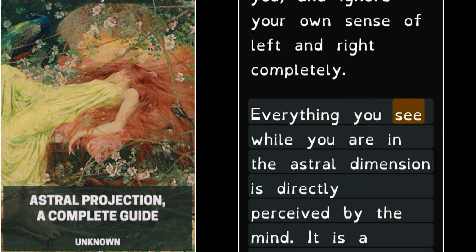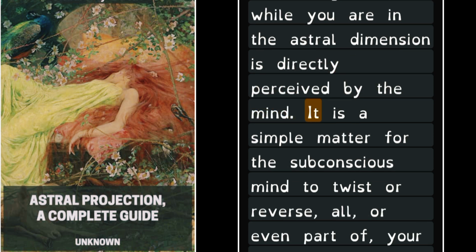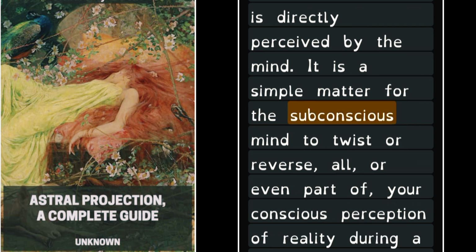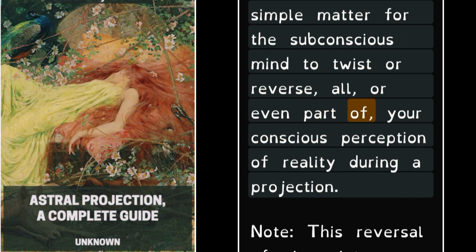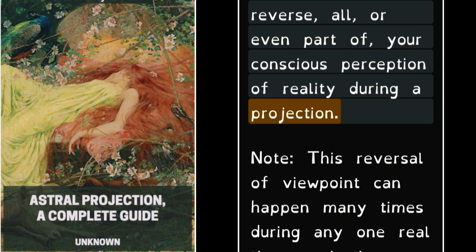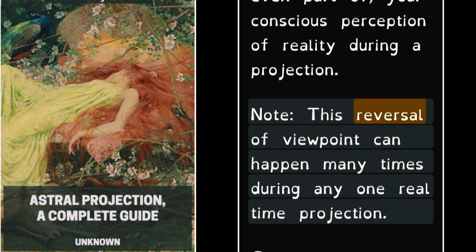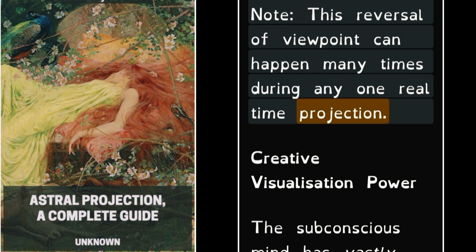Everything you see while you are in the astral dimension is directly perceived by the mind. It is a simple matter for the subconscious mind to twist or reverse all or even part of your conscious perception of reality during a projection. Note, this reversal of viewpoint can happen many times during any one real-time projection.